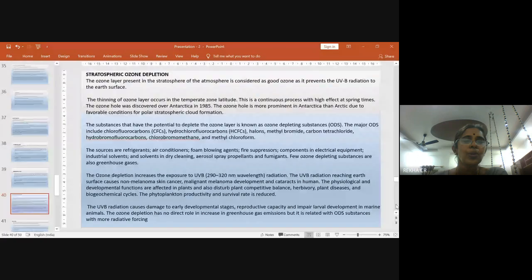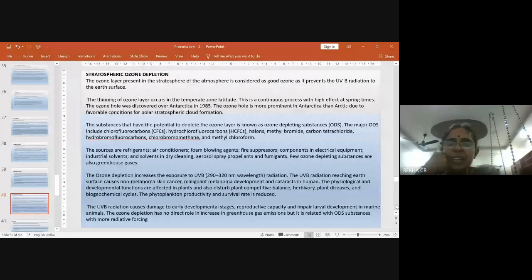So next is the stratospheric ozone depletion. The ozone which is present in the stratosphere is considered as good ozone, as it prevents the ultraviolet B radiation from reaching the Earth's surface. The thinning of the ozone layer occurs in the temperate zone, and it's a continuous process during spring times, and the ozone hole was discovered over Antarctica in 1985. It is more prominent in Antarctica than the Arctic due to the favorable conditions for polar stratospheric cloud formation.